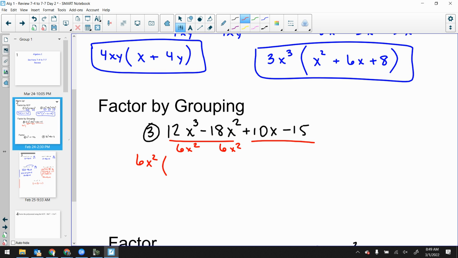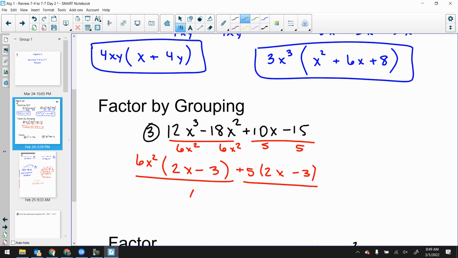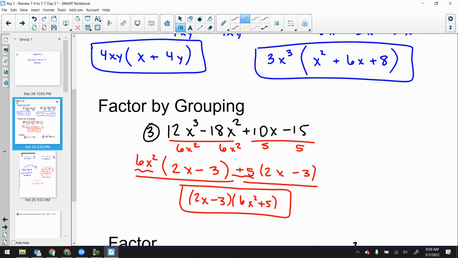All right, that means we've got a 2x minus 3 on the inside. What's my GCF out of my second set of terms? Somebody other than Noah. Nick, thank you. 5. 5, good. A positive 5, which leaves me with a 2x minus 3. And we see our common binomial of the 2x minus 3. And then the leftover pieces are the 6x squared and then the plus 5. And there's my answer. Questions about that?